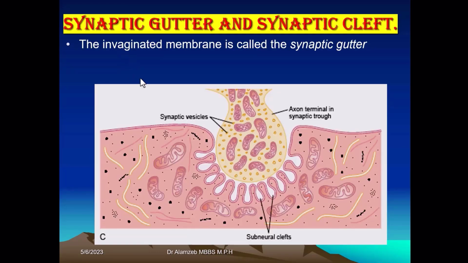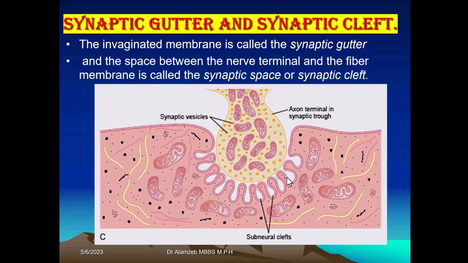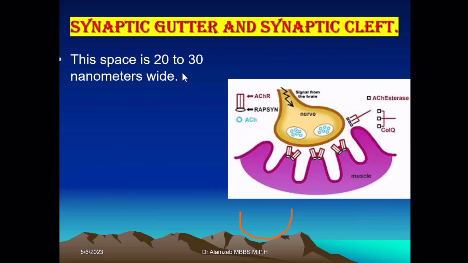Synaptic gutter and synaptic lip. The invagination of the membrane is called a synaptic gutter. This is the membrane and at this point it is invaginated or depressed, and this invagination is called the synaptic gutter. And the space between the nerve terminal and the fiber membrane is called the synaptic space or synaptic cleft. This space is 20 to 30 nanometers wide.